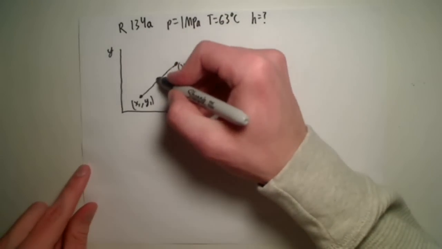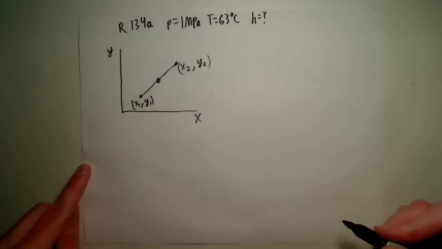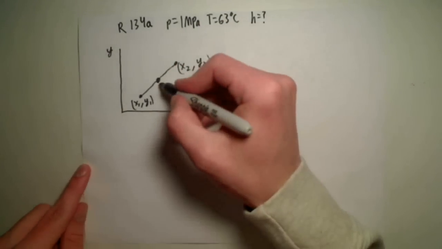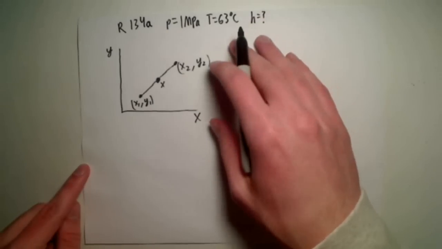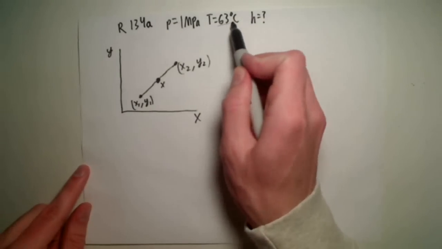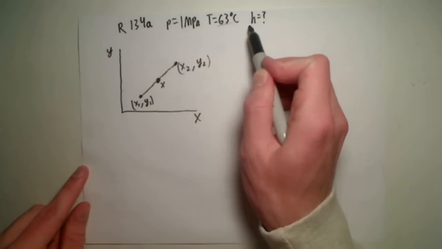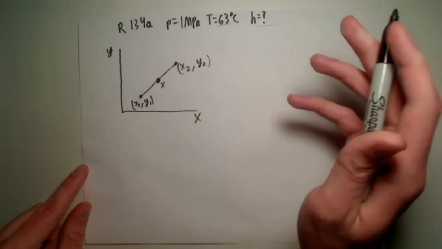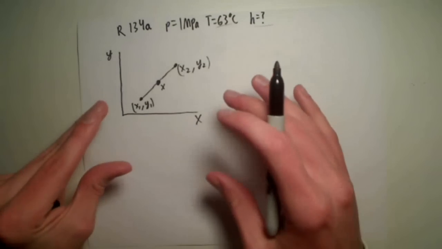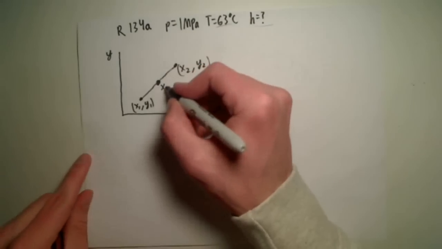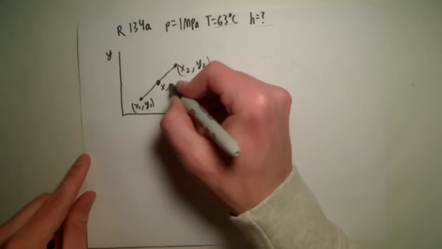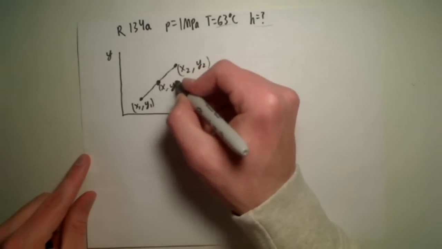So there's this other point in here, and we know its x-coordinate. In this case, if we relate it back to this problem, 63 degrees would be our x value, and enthalpy would be our y value. But let's just focus on the theory behind linear interpolation first. So we have an x that is known and a y that is unknown.